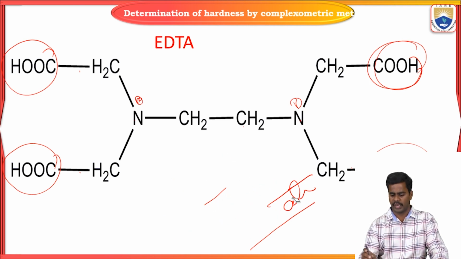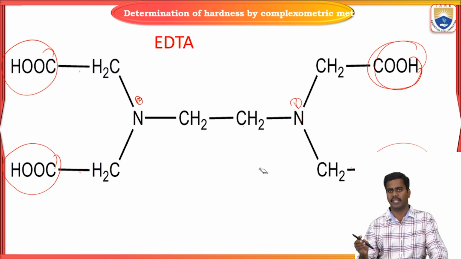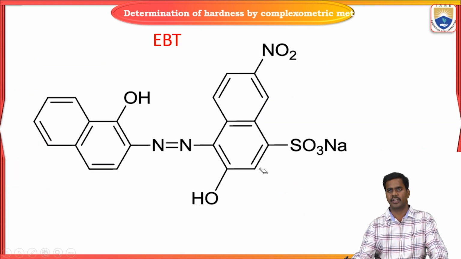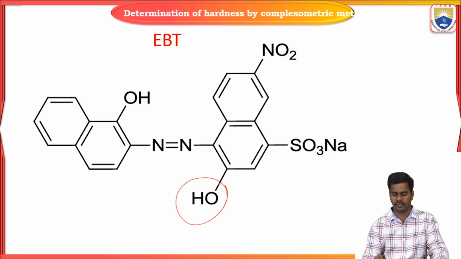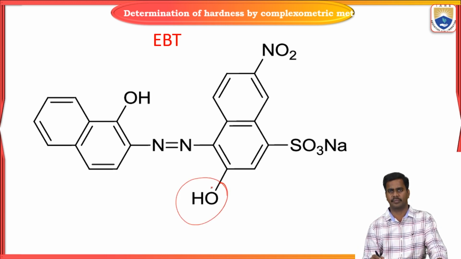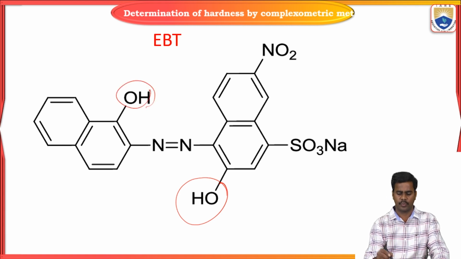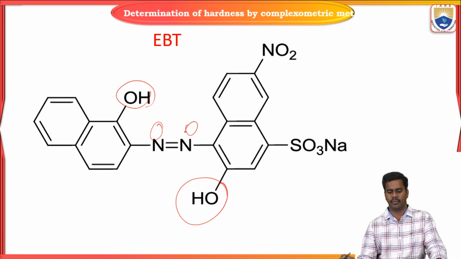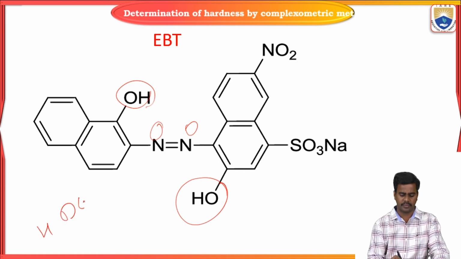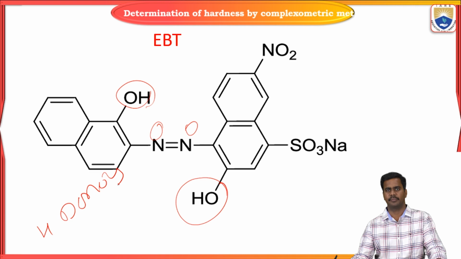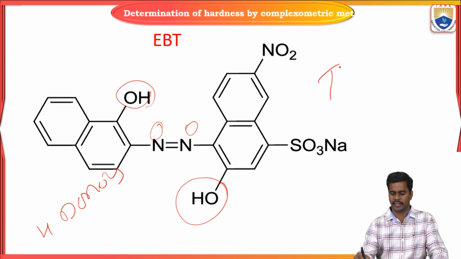And if you see the structure of EBT, this is the EBT structure. In the EBT structure, let us calculate the donor centers. 1, 2, 3, 4. 4 donor centers are present in the EBT structure. That's why EBT acts as a tetradentate.